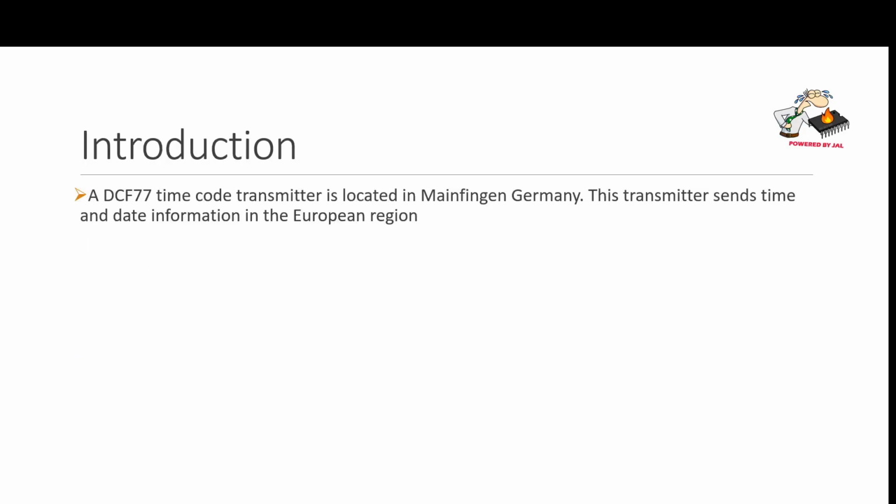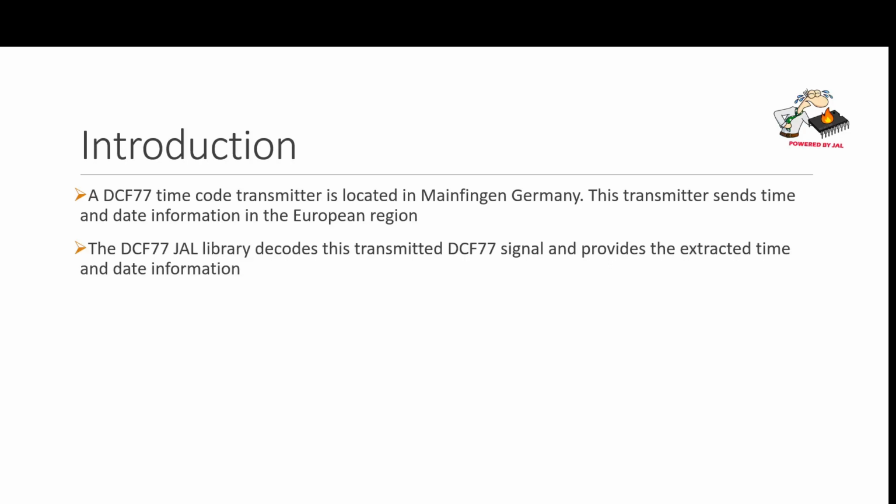So this DCF77 is a timecode transmitter which is located in Germany, and it will transmit time and other information, but also the date information in a European region. The JAL library will decode this transmitted signal and will provide the extracted time and date information.